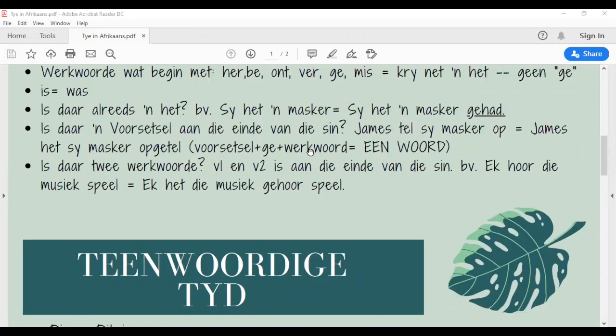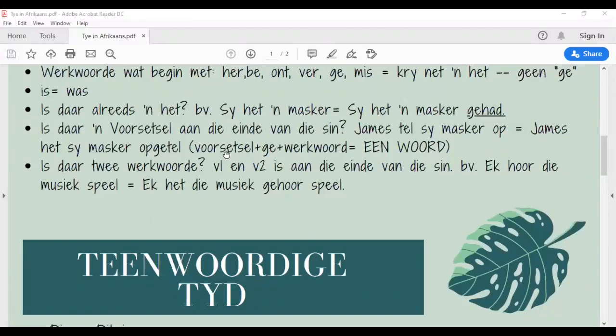Tel. Tel is die werkwoord. James het, we still put the word het, sy masker opgetel. Now, preposition ge, verb, one word. Voorsetsel ge, werkwoord is een woord. Dit is baie, baie belangrik dat jy dit moet onthou.